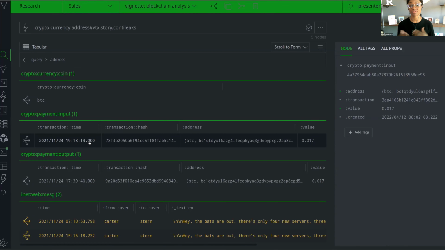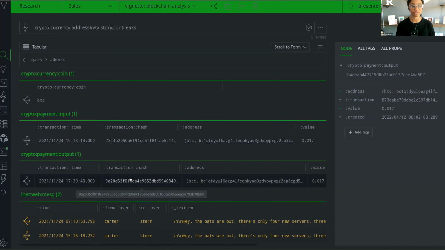So for a given Bitcoin address, whenever we're analyzing that data associated with the transaction, what we have are the inputs. So we have the times and the hash that it's associated with the transaction, and we see the value that's associated with that transaction input. And we also have the outputs. And so when I pivot from that address, this is what you get.